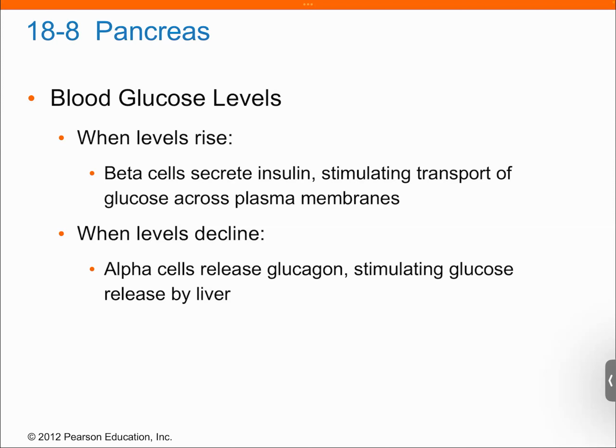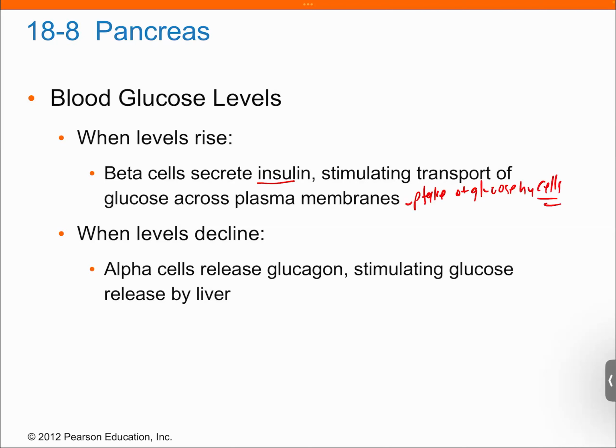So let's take a look at blood glucose levels, right? We never miss an opportunity to take a look at physiology, so let's take a look at it. So when your blood glucose levels rise, your beta cells are going to secrete insulin. And then what insulin is going to do is it's going to stimulate the uptake of glucose by the cells, by target cells.